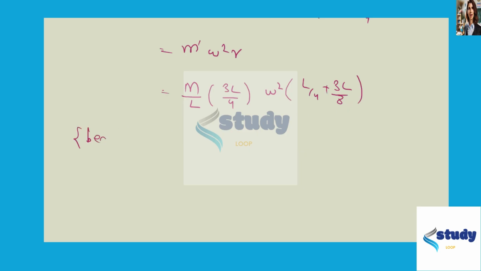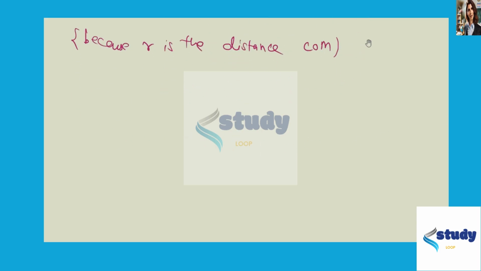because r is the distance of the center of mass. So from here we can say that T1 comes out to be 15 by 32 m omega square L. This is the tension T1.